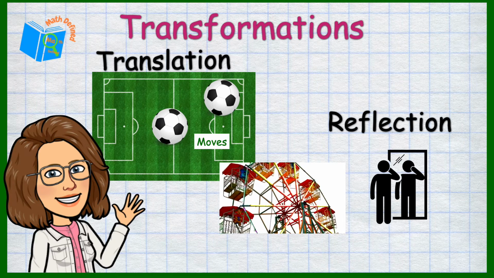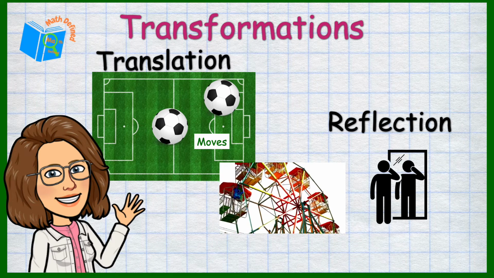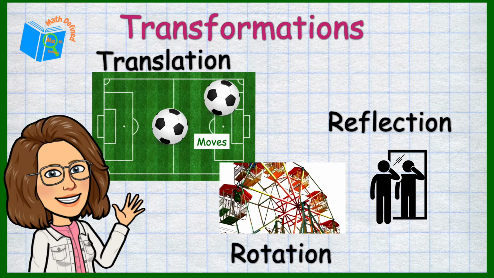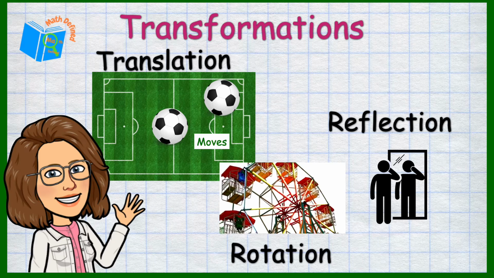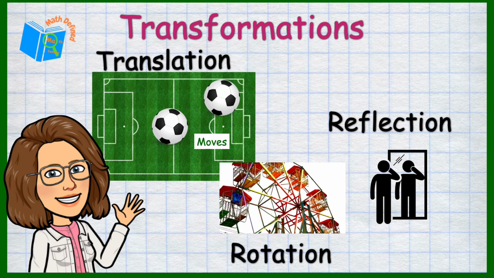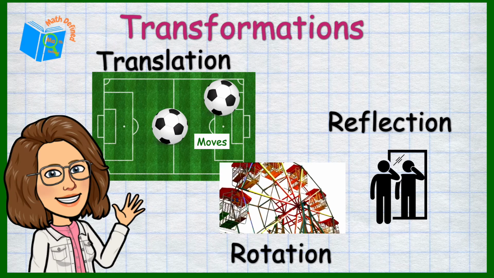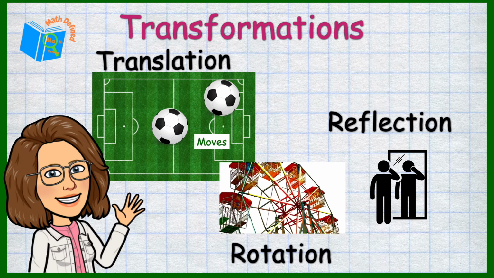Finally, imagine you're sitting in a car on a Ferris wheel. As the Ferris wheel is turning, the car you are riding in is taking you up, down, and around. That's a rotation. These are just 3 examples of real-world transformations. In this video, we're going to learn how to use these movements to create new images of shapes.